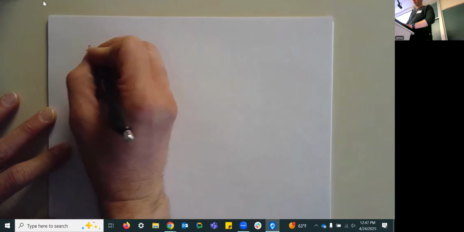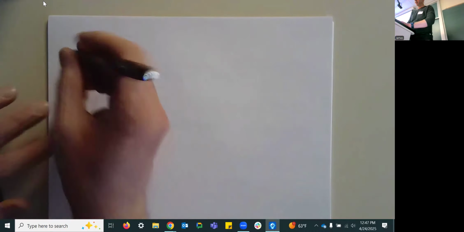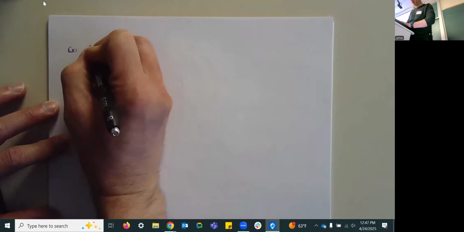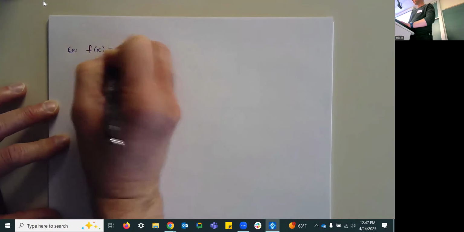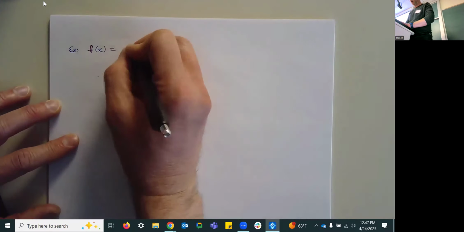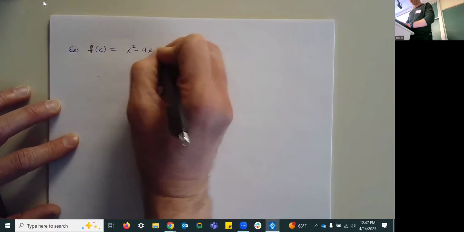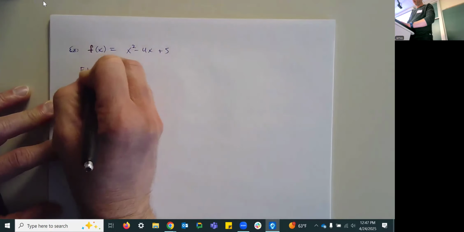So here is one more function. I don't want to write this in red. Terrible. Who writes in red? f of x equal to, sure, let's make it x squared minus 4x plus 5. Find the range.